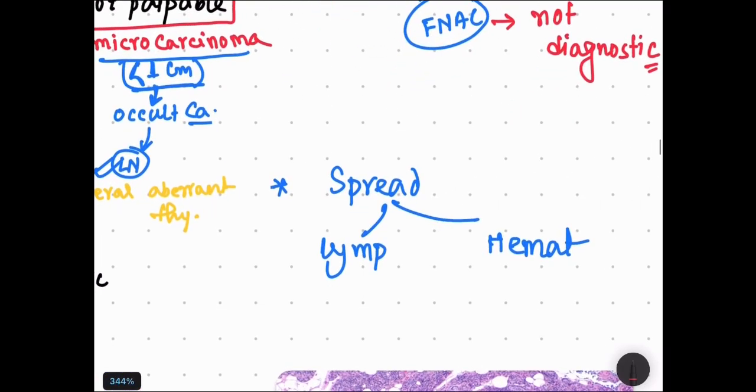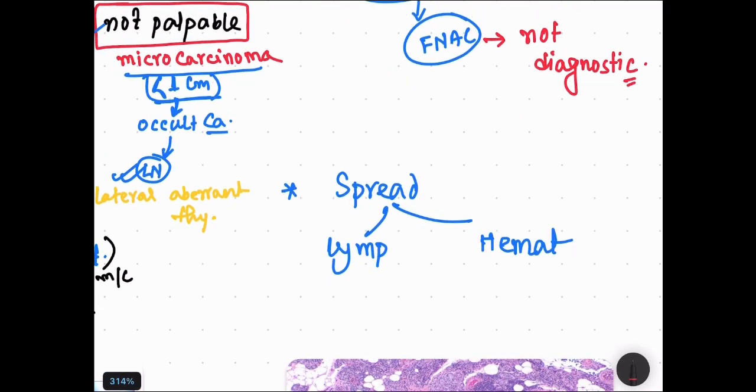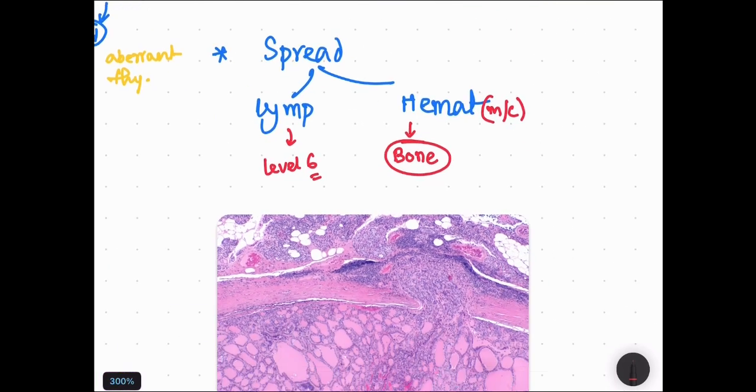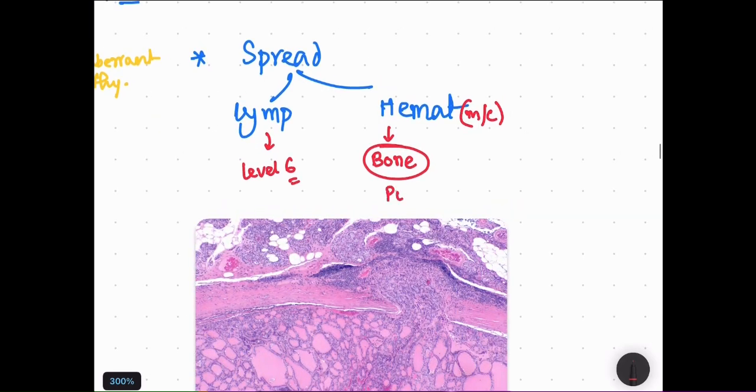Spread, please remember, as I told you, that lymphatic spread, if it happens, will be to the first lymph node, that is the Delphian lymph node or level 6 lymph node. But here for follicular thyroid carcinoma, the most common route of spread is hematogenous spread, and this hematogenous spread is to the bone. Please remember, it is to the bone. There will be pulsatile bony metastasis.